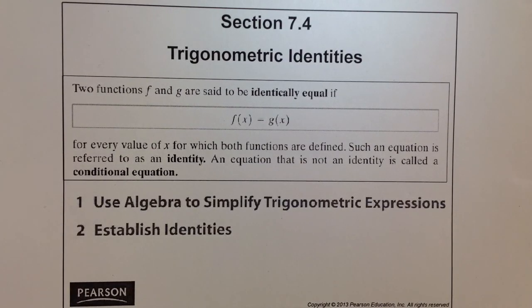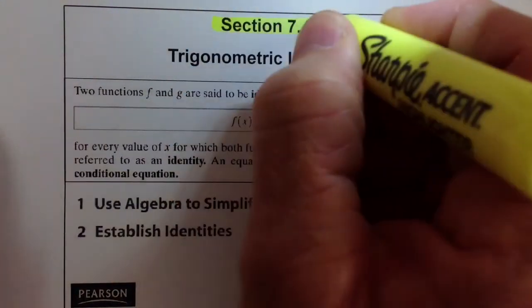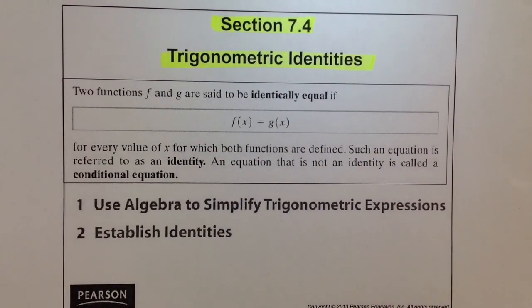We're going to try something a little bit different today. We're going to try to simplify, maybe shorten the videos a little bit and give you more time to practice what you've been learning. So today we're going to be covering section 7.4, Trig Identities.